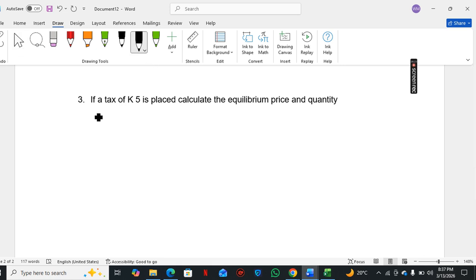First you rewrite the demand function. Remember the demand function, QD equals 1,000 minus 80 PB.